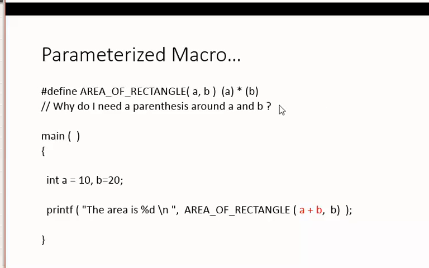So why do I need parentheses around the parameters? Because sometimes you may send expressions, just like we saw before. To protect and take the precedence into account, you have to put parentheses. All right. So when you use macros, especially parameterized macros, always use parentheses.